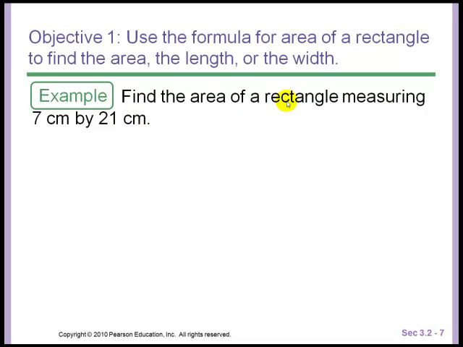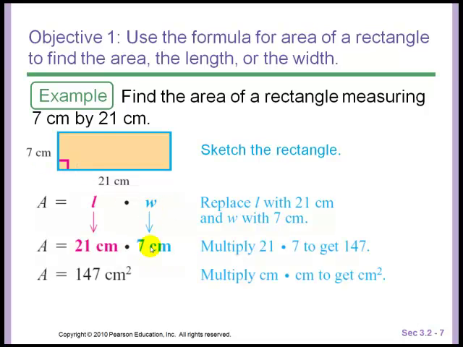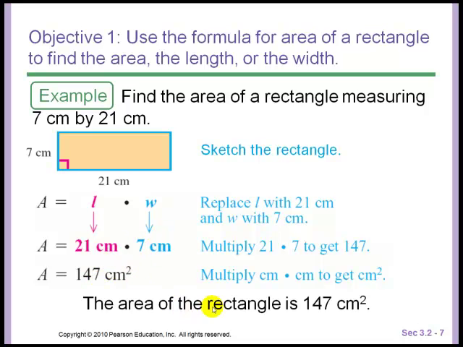Find the area of a rectangle measuring 7 centimeters by 21 centimeters. First, sketch your rectangle. Then fill in the formula. The length is 21 centimeters, the width is 7 centimeters. We'll multiply 21 times 7 and get 147, and centimeters times centimeters is centimeters squared. The area of the rectangle is 147 centimeters squared.